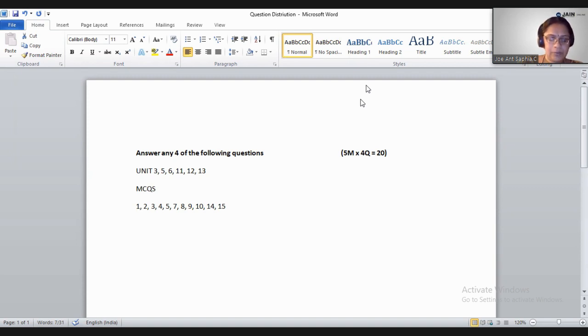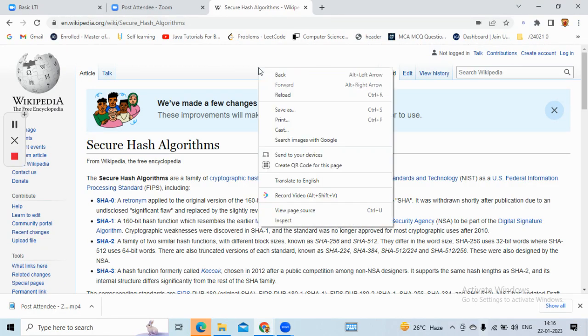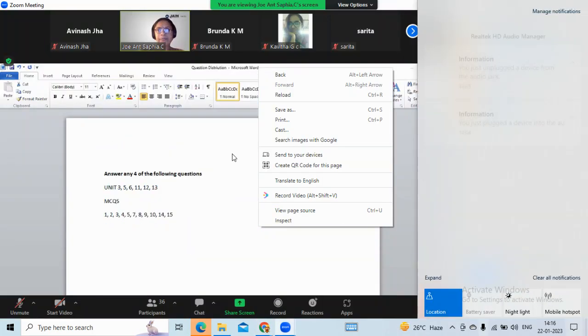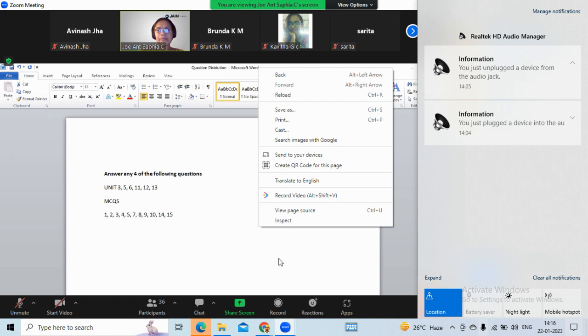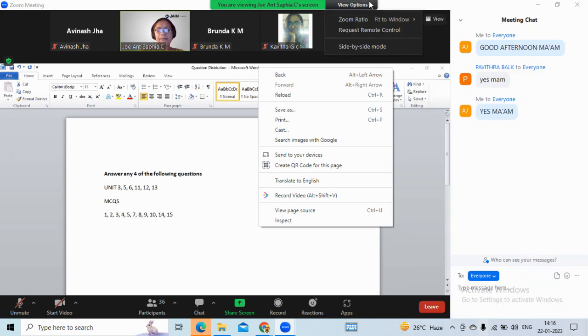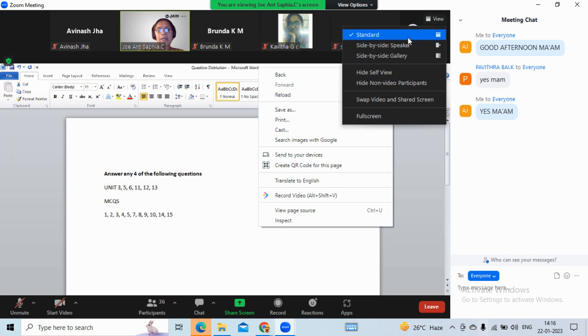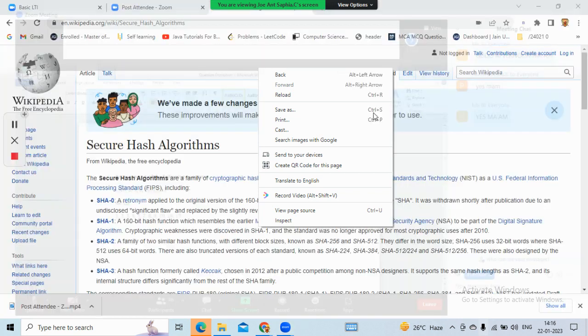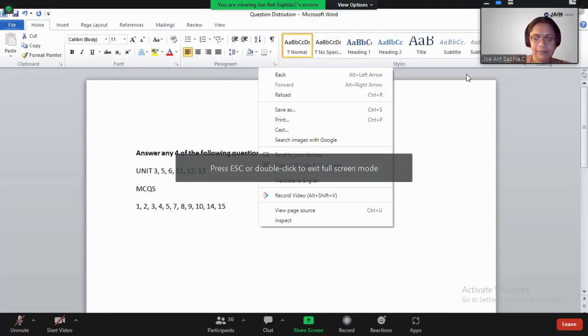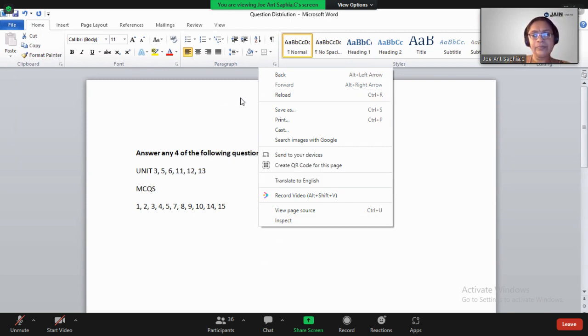Next comes unit 12: adapter pattern, decorator pattern, proxy pattern. Unit 12: adapter pattern, decorator pattern, proxy pattern.